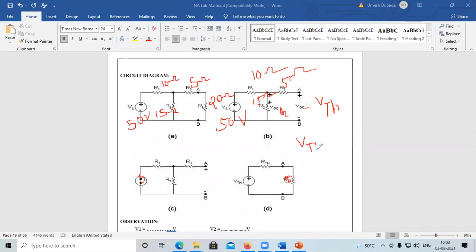Can we calculate VTH? Hello. You speak. How to calculate VTH? Hello? Is there any doubt? Do you have any doubt in it?